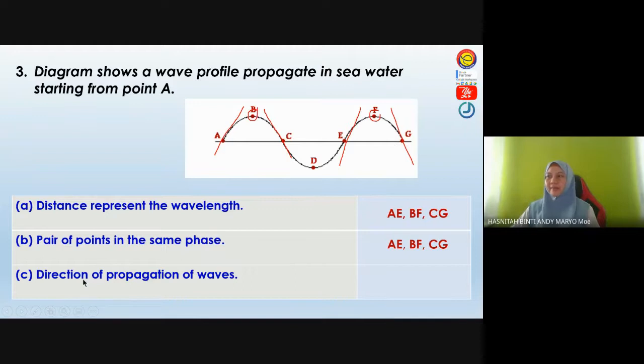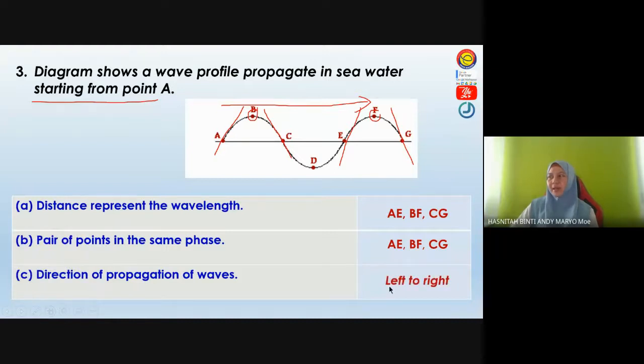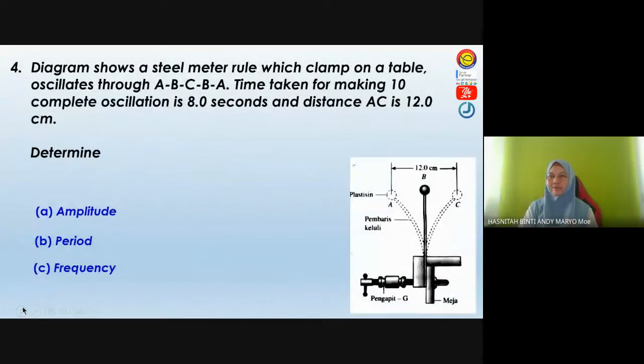All right. Direction of propagation of the wave. In which direction does the wave move? It says starting from point A, right? Starting from point A means the wave propagates to the right or to the left? To the right, left to right. This is the direction of propagation, from A to G or from left to right. Now you have to find the amplitude, period, frequency.